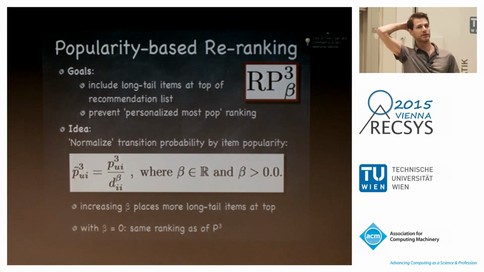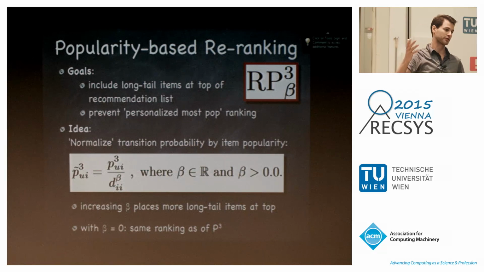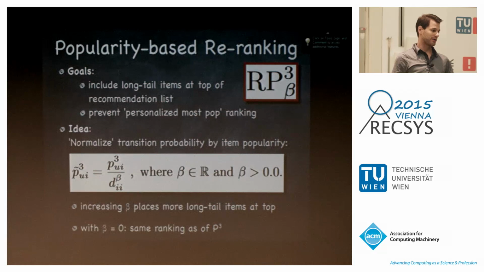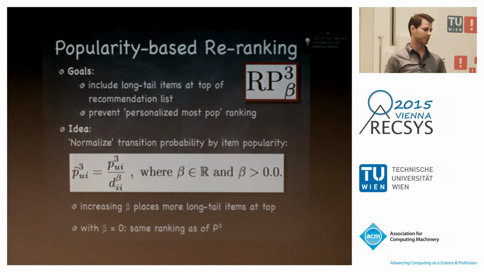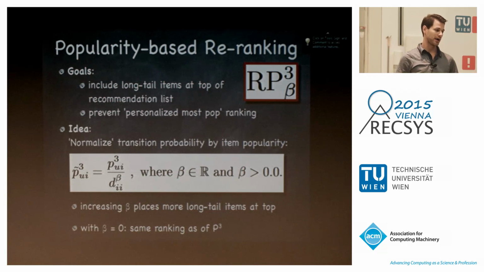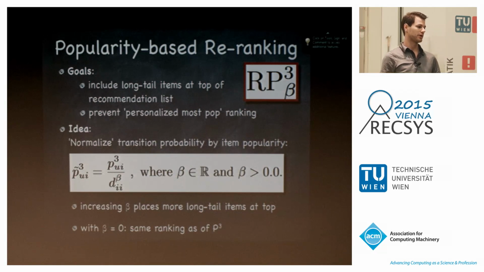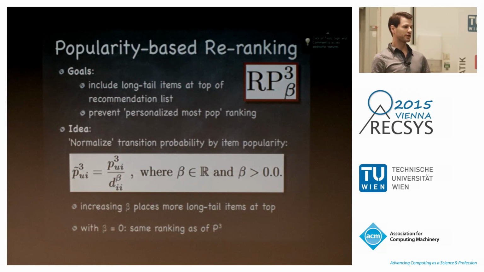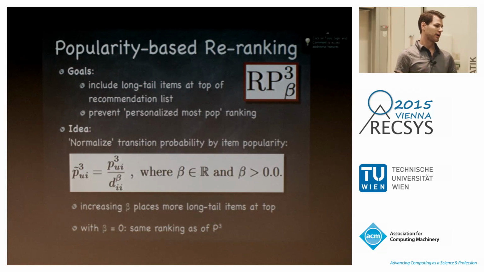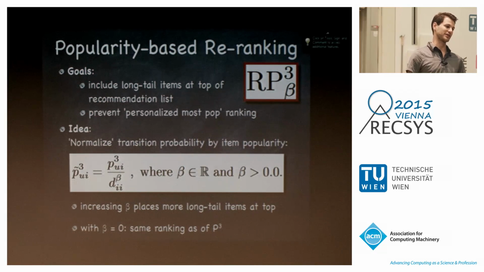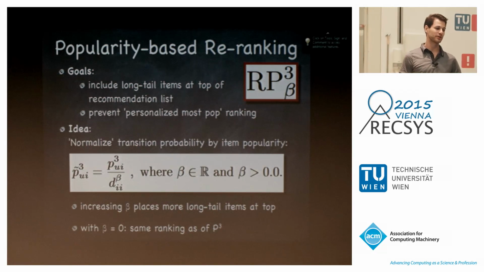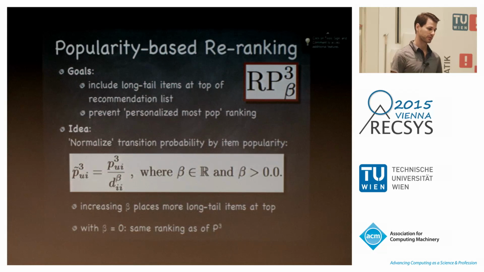P3 of u,i is the transition probability from the start vertex, the target user, to item i. And we divide this transition probability by the degree of the item where the random walk ends, and raise this popularity, or the degree of the item, to the power of beta. To increase the long-tail item frequency at the top of a recommendation list, beta should be positive. If beta were negative, actually it would push popular items even further up in the recommendation list. If beta is equal to 0, we get the same ranking as with P3.